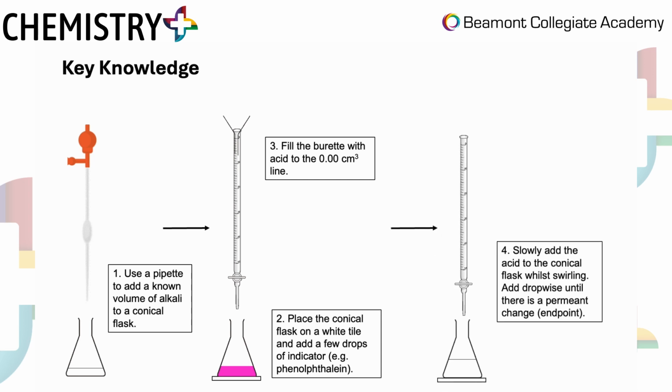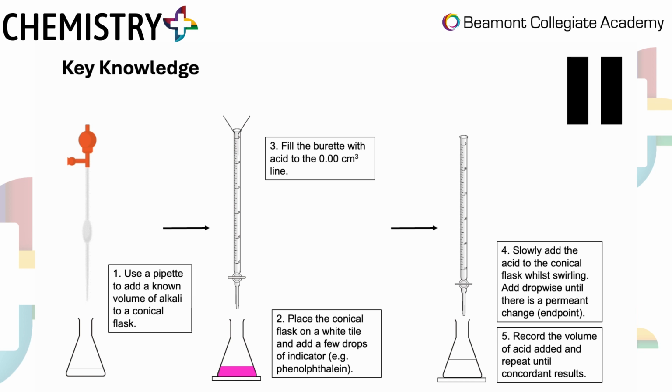Next, slowly add the acid to the conical flask while swirling. Add dropwise until there is a permanent change. This is the end point. 5. Record the volume of acid added and repeat until concordant results. Pause the video and make sure that you know this setup and the method involved.